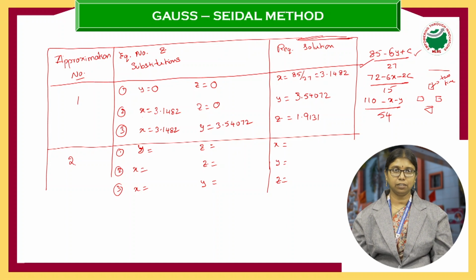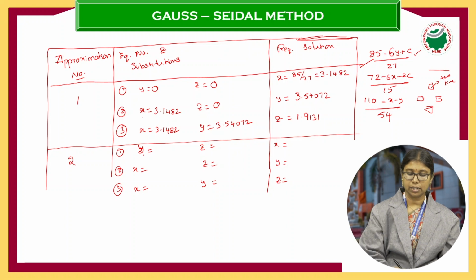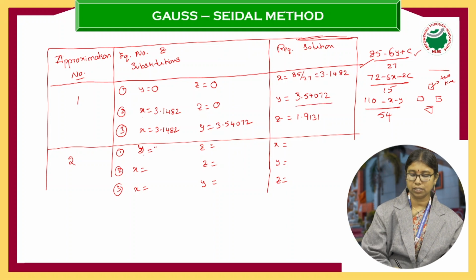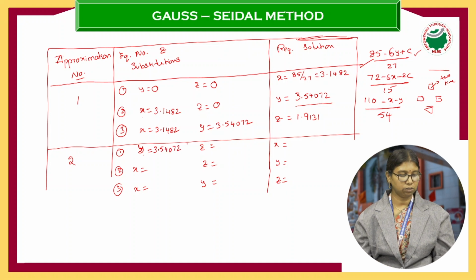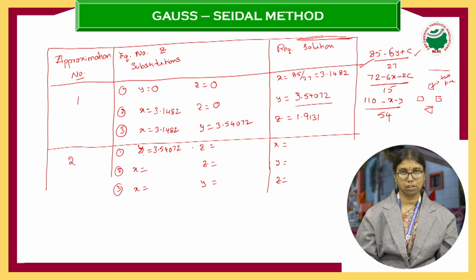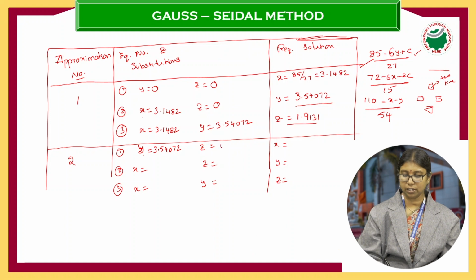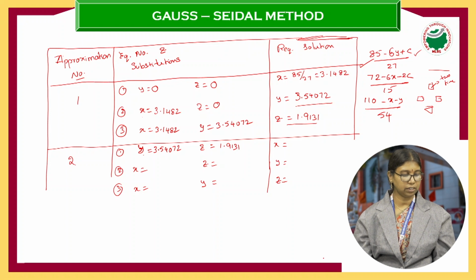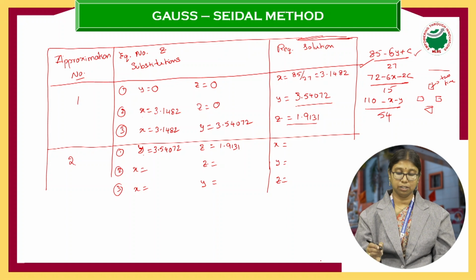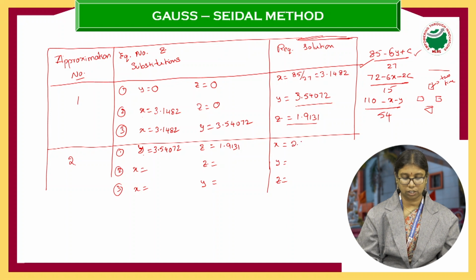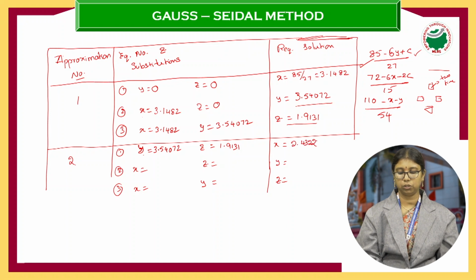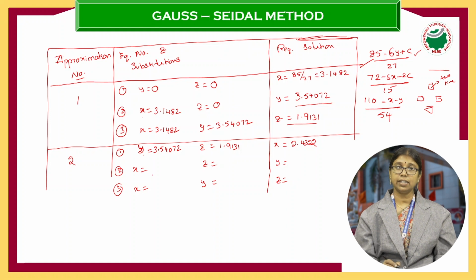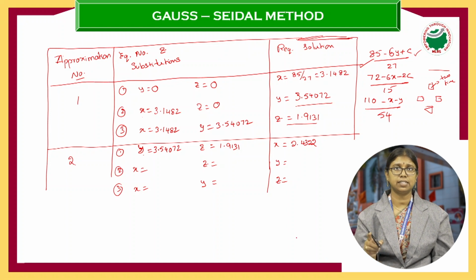Again you press the calc button. It asks y value. What is the latest value? Now the latest y value is 3.54072. So enter that value 3.54072, press equal to. Then it asks z value, c question mark. Now the latest z value is 1.9131. Now you enter 1.9131 and press equal to. Then it gives the x value. Now your x value is 2.4322.